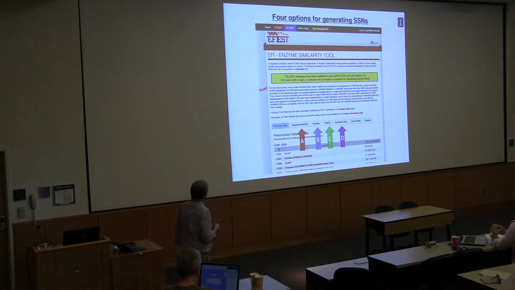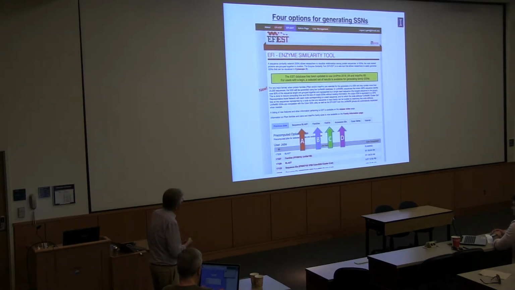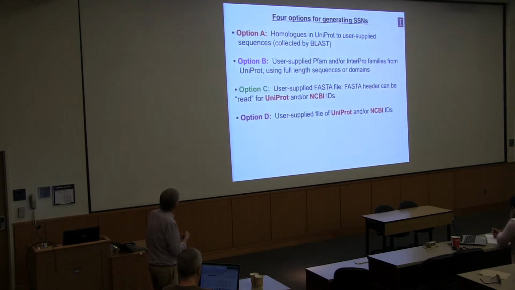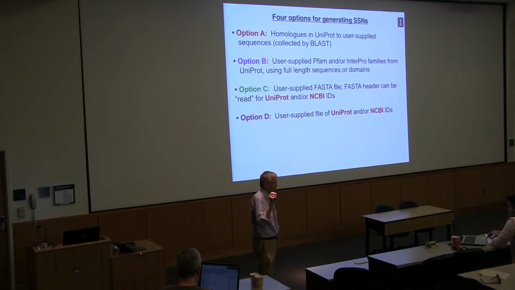All right, so if you have an account, you can access your previous jobs. We have 4 options that are available for generating sequence similarity networks: A, B, C, D. What is option A? Option A is that you can provide a sequence, and then the tool will run a BLAST against the UniProt database and will collect the closest homologs, the closest hits to your input sequence.